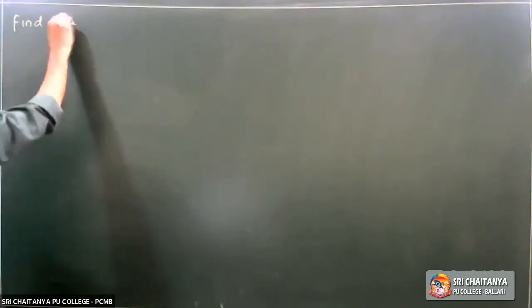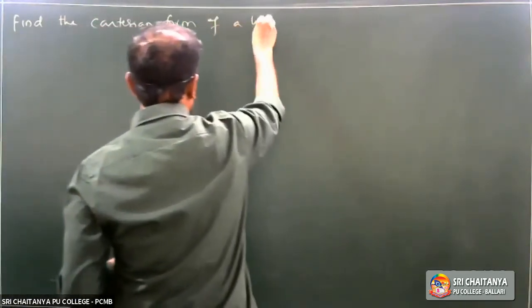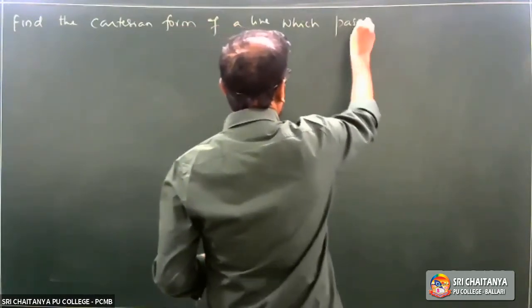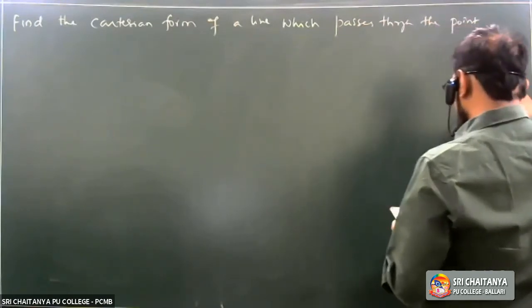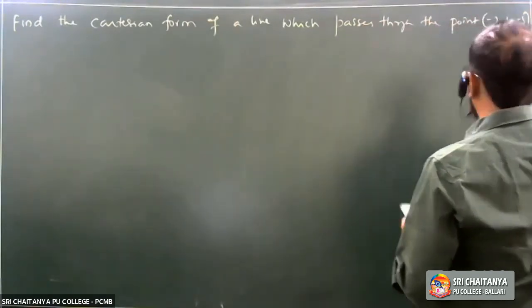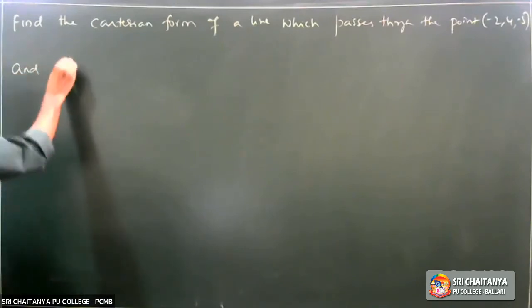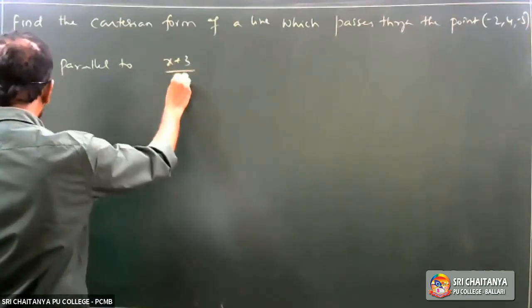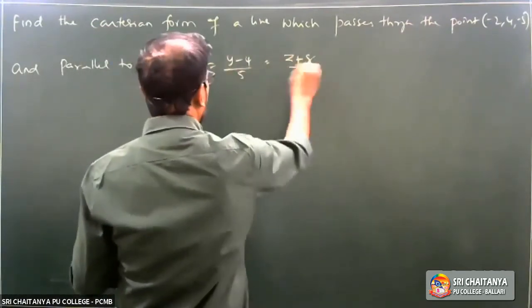Nothing to worry. Write down: find the Cartesian form of a line which passes through the point minus 2, 4, minus 5 and is parallel to x plus 3 by 3 is equal to y minus 4 by 5 is equal to z plus 8 by 6.